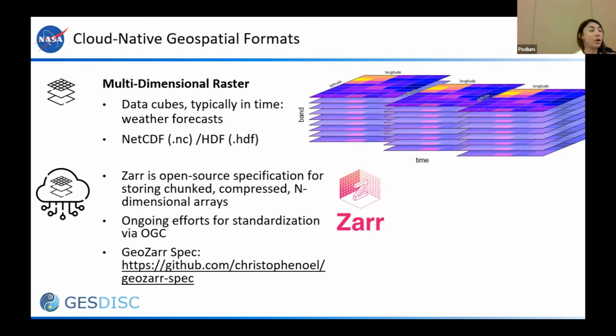So Zarr is an open source specification for storing chunked, compressed, n-dimensional arrays. There are ongoing efforts for standardization via OGC also for Zarr. And because it's n-dimensional, it's not just something specific for the geospatial community, but there are extra efforts, things like GeoZarr specifications, that help us also orient how we use Zarr for geospatial purposes.